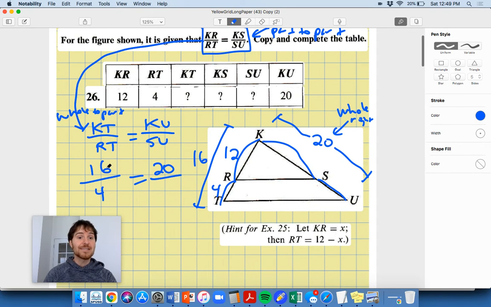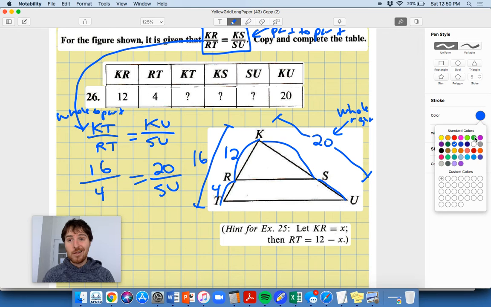You can solve for it here. This is 16 to 4. This would be in the same ratio, 20 to whatever this is. SU would be in a 4 to 1 ratio. So you can kind of do it in your head if you want, realize this has to be 5. Or what can you do? You can just solve for it, right? This is only one unknown here within a ratio.